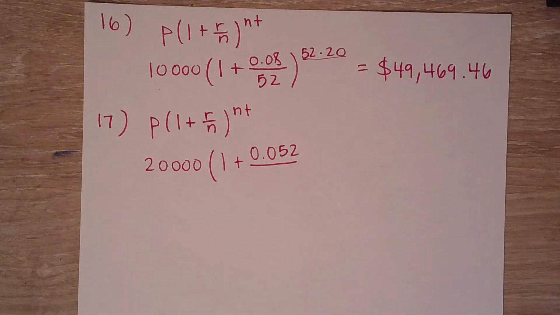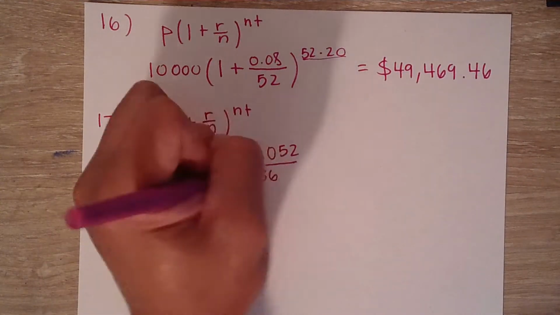divided by, well, we look for the word compound, and whatever follows after that, we ask ourselves, how many of those are in a year? It says compounded daily. As you know, there are 365 days within a year.